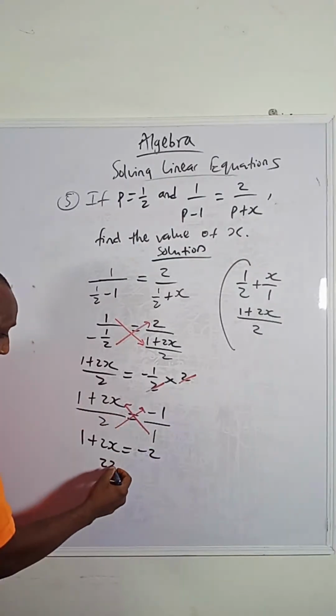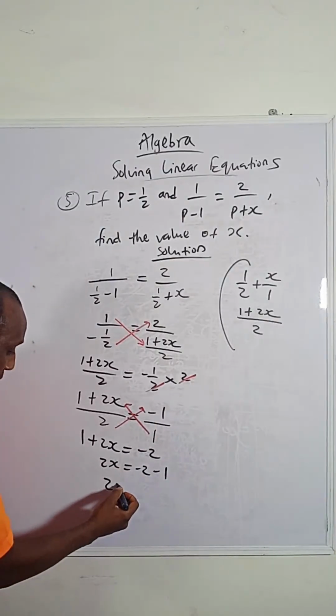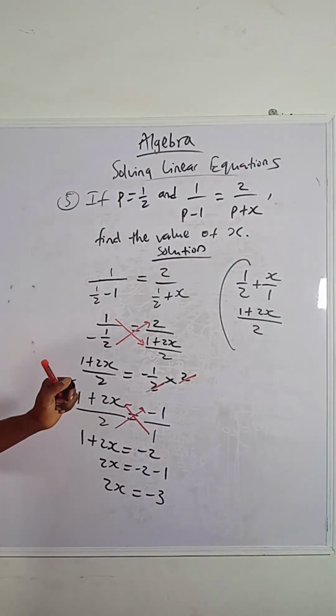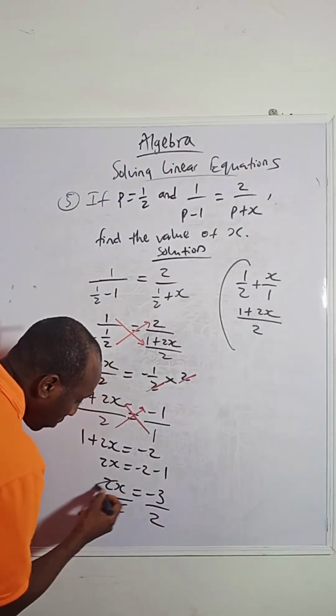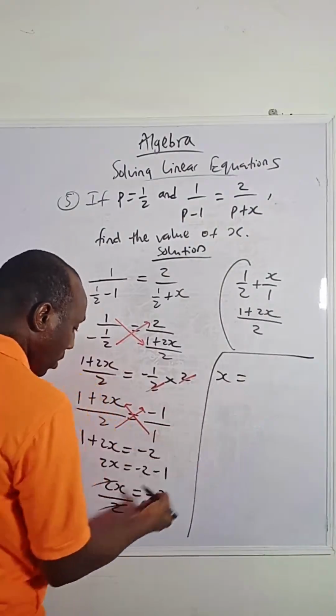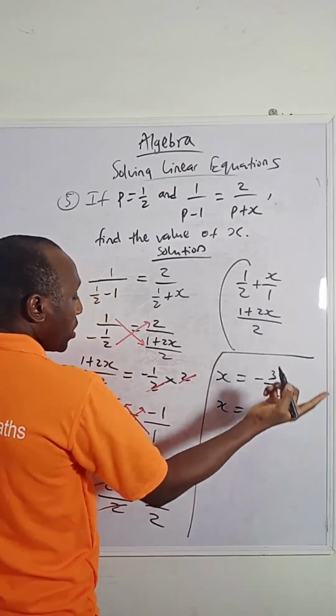So let's move 1 to the other side. We're going to have 2x is equal to minus 2 minus 1. So 2x is equal to what? What is minus 2 minus 1? Minus 3. We now divide both sides by 2. 2 cancels 2. You now have that x is equal to minus 3 over 2.